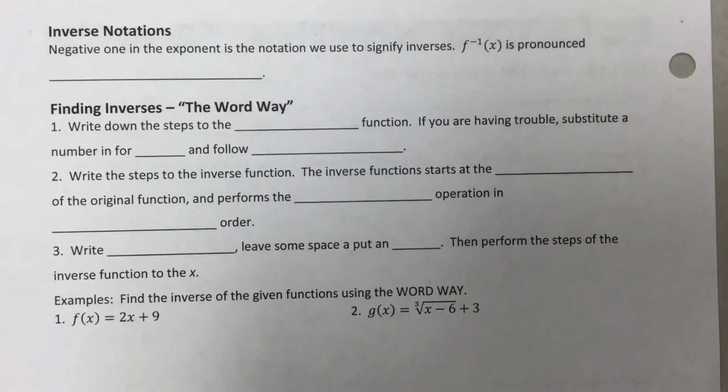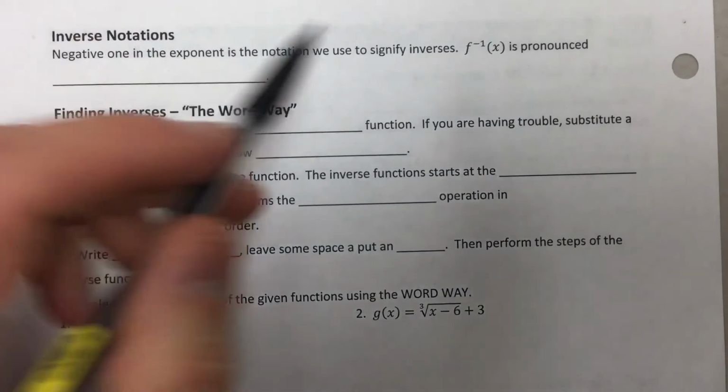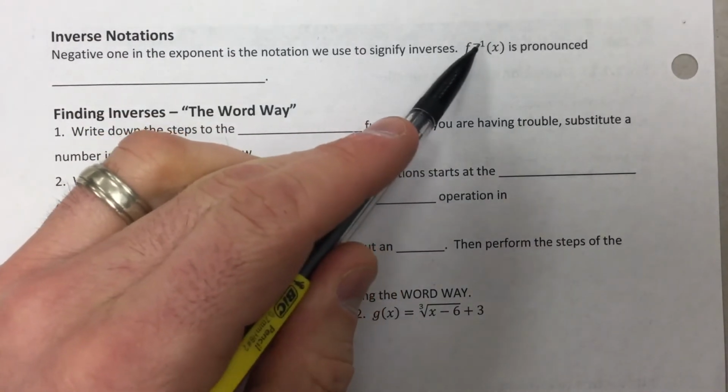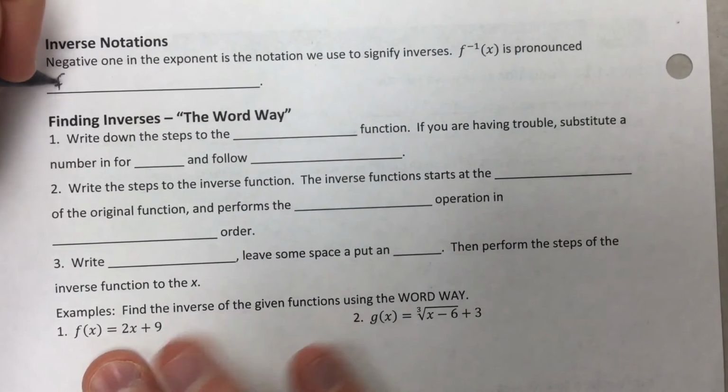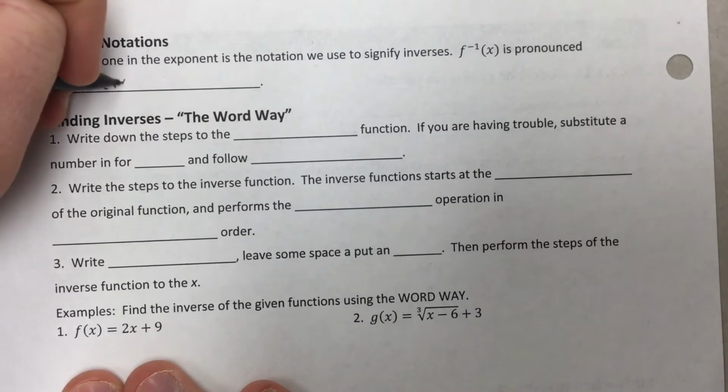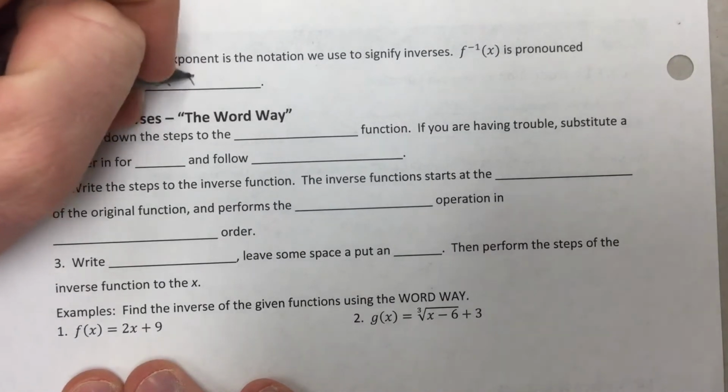All right, inverse notation. So a -1 in the exponent is the notation we use to signify inverses. So this exponent -1 in the input is pronounced f inverse of x.